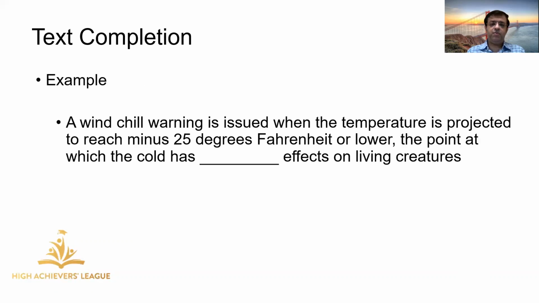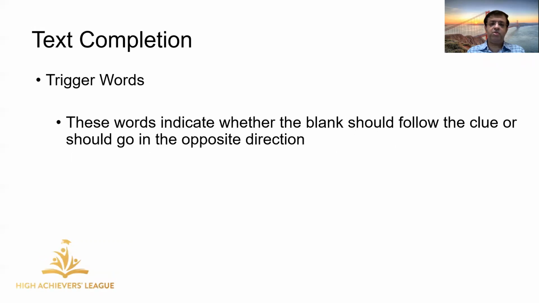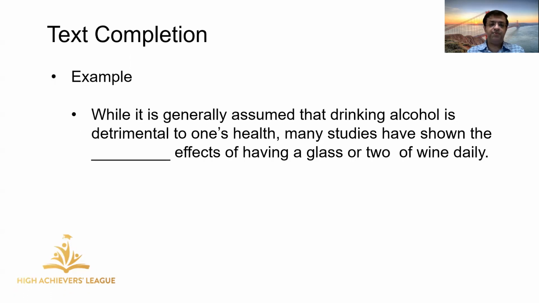So we talked about the clue, we talked about the tone, and the last thing is trigger words. When you are doing text completion and sentence sequence, please also keep an eye on the trigger words. These words indicate whether the blank should follow the clue or go in the opposite direction. Let's look at an example. While it is generally assumed that drinking alcohol is detrimental to one's health, many studies have shown the dash effects of having a glass or two of wine daily.